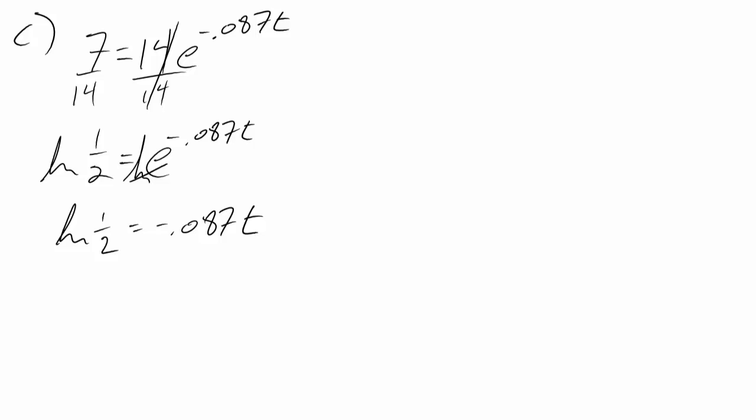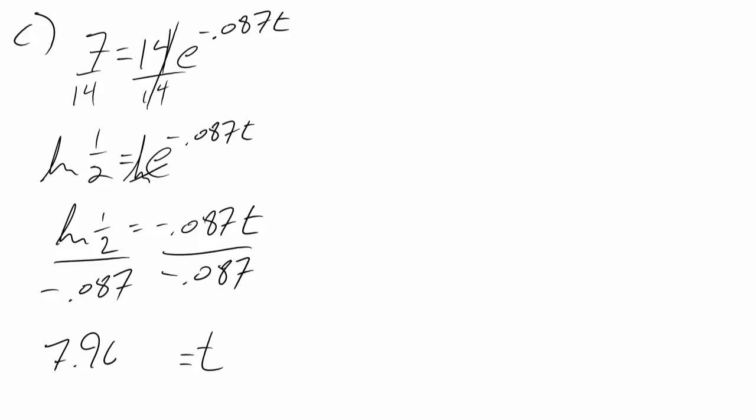All right, so we have our natural log of 1/2. Now we're just going to divide both sides by the negative 0.087. And we discover t is equal to 7.967 days.